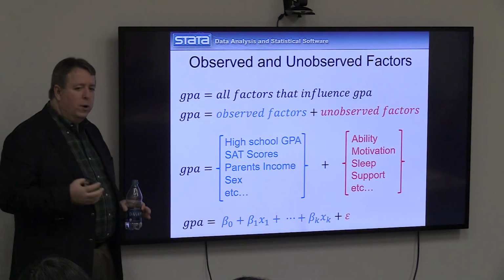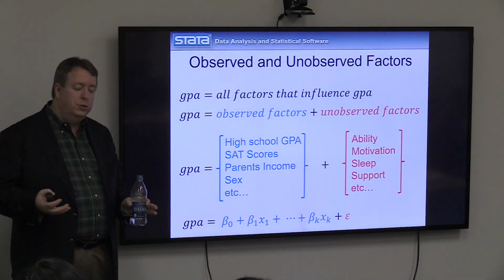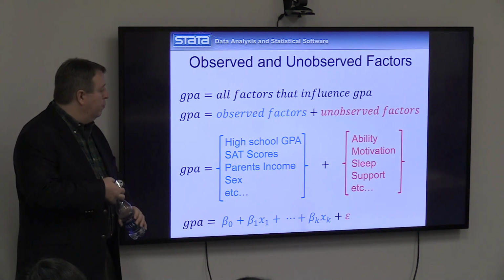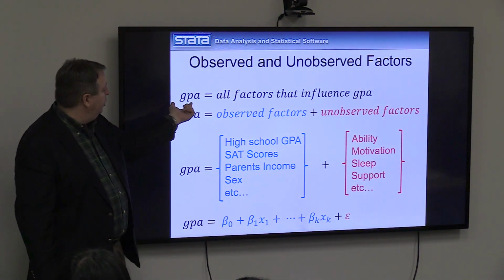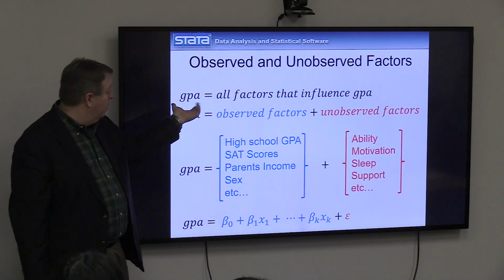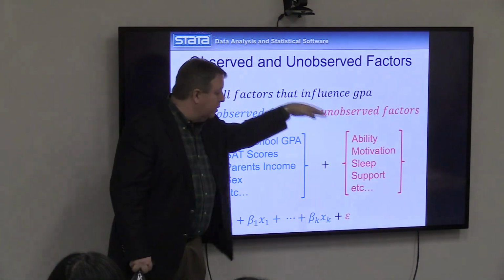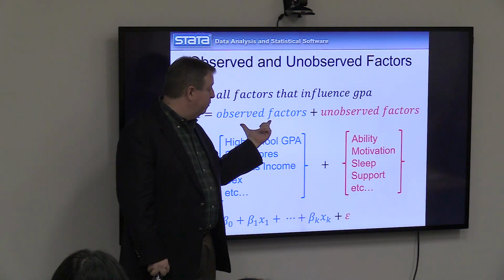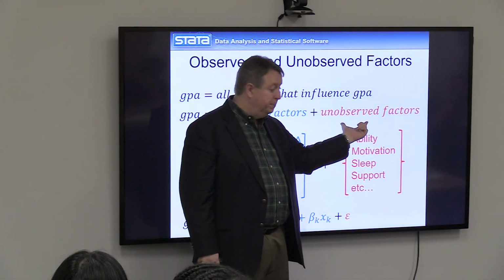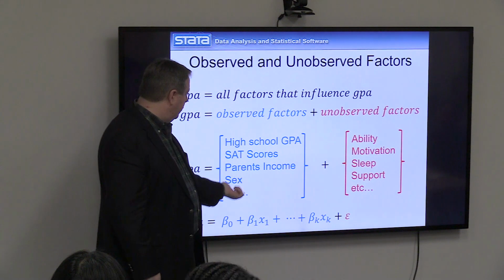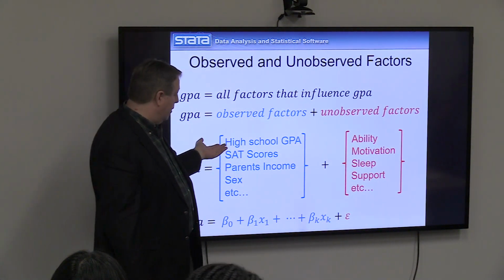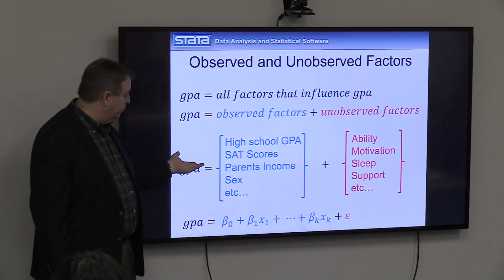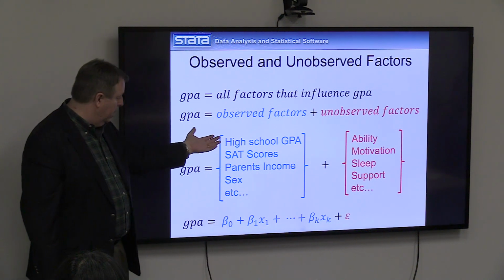Okay? So how does that apply to our study? We have this GPA example. Well, let's go back through the same exercise with GPA. GPA is equal to, if we're going to fit a regression model, all of the possible factors that could influence GPA. And some of those factors are observed, but some of those are unobserved. So the observed factors are things like what we have in our data set: their high school GPA, their SAT scores, parents' income, sex, those sorts of things.